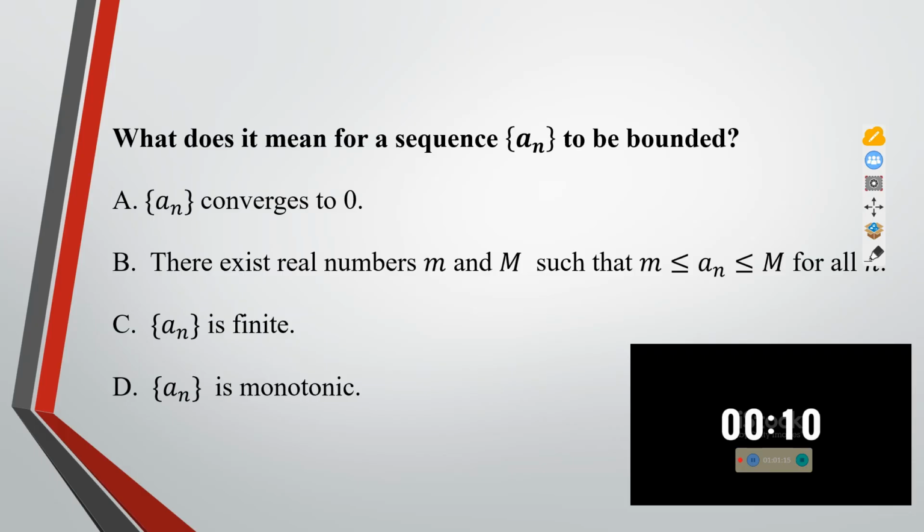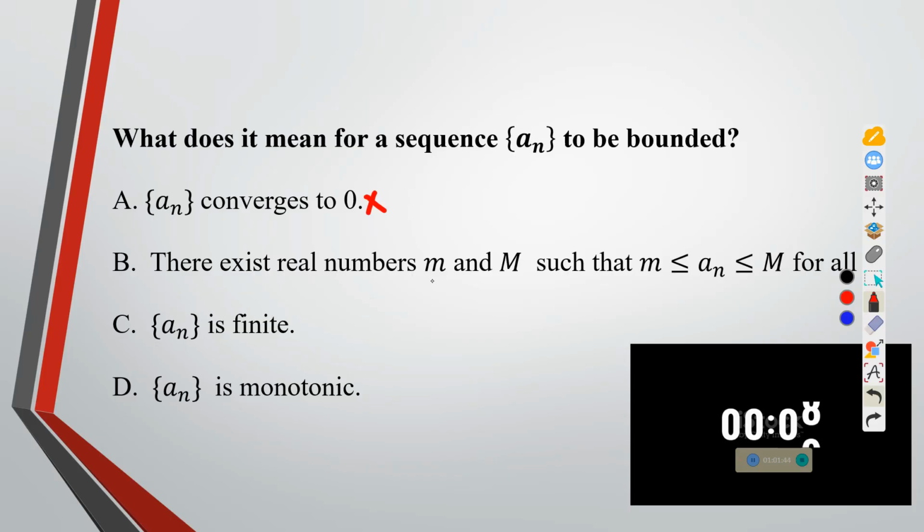So what does it mean for a sequence a_n to be bounded? Let us look at the options. a_n converges to 0. Converging to 0 implies boundedness. However, you need to recall that bounded sequences need not converge to 0. It is not necessarily true, so this will be out.